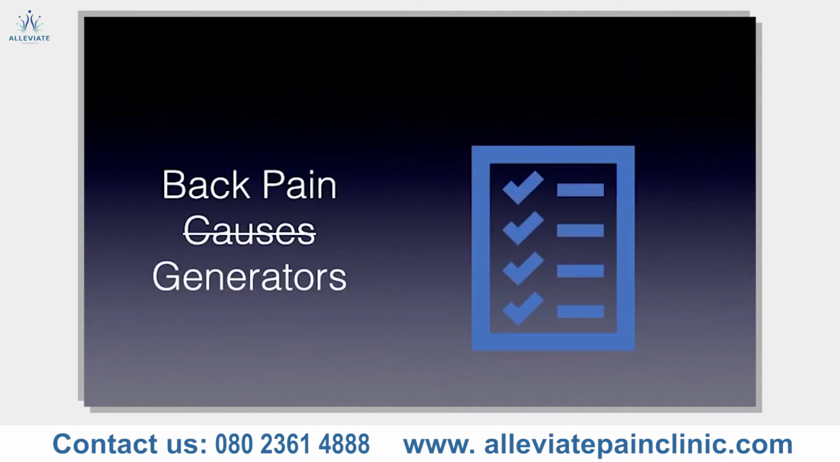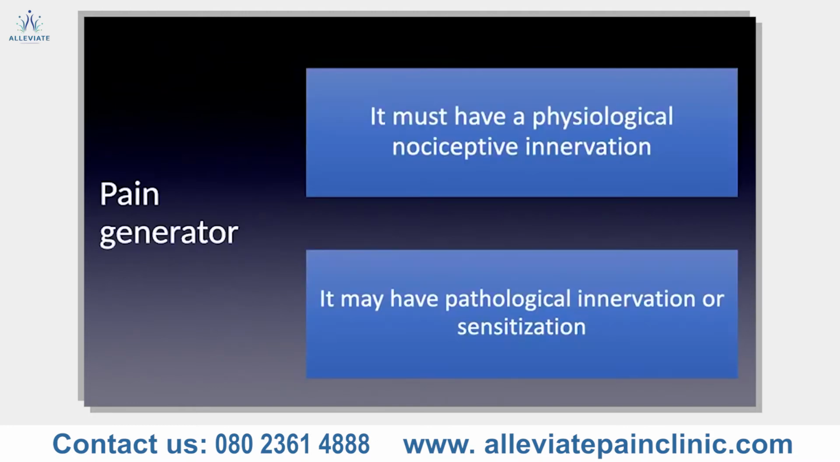And let us come to the back pain causes. More than calling them causes, we can term them back pain generators, because this is more relatable. First, let us see what is actually a pain generator. For any anatomical structure to cause pain, it should have some abnormality. It must have a physiological nociceptive innervation, or the anatomical structure may have a pathological innervation or sensitization to become a pain generator.